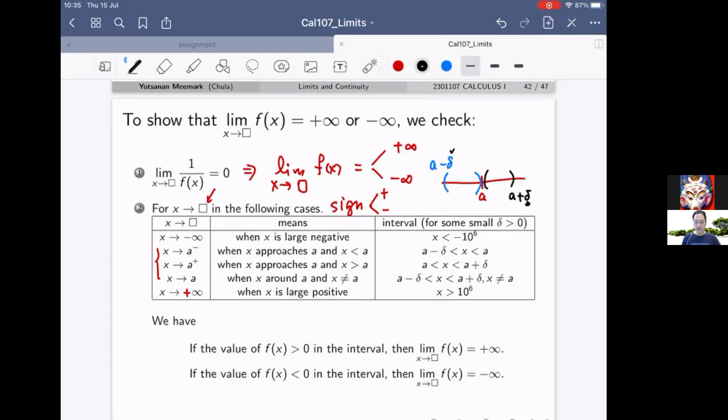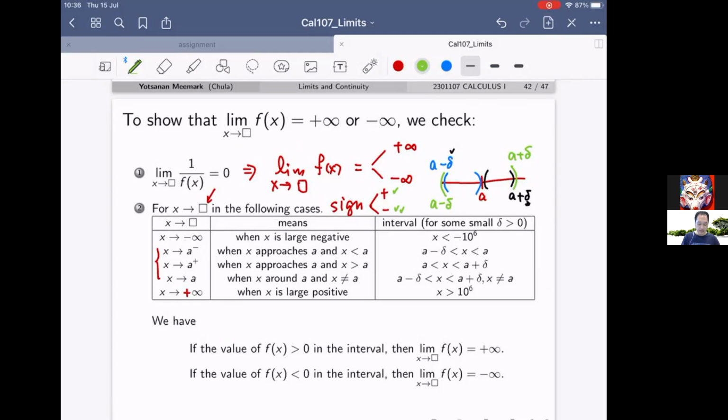However, if you are just talking about a itself, you may need to check both of them. So check this one on the left and also on the right. So you need to check from a minus delta to a plus delta to see the sign. The one that we just need to know is, pretty close to a, what is the sign of the function under consideration. After you know the sign, then you can determine whether it is positive or negative.